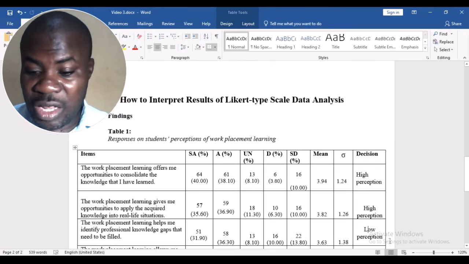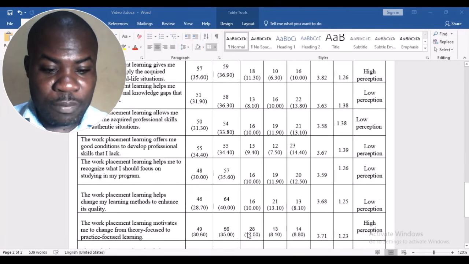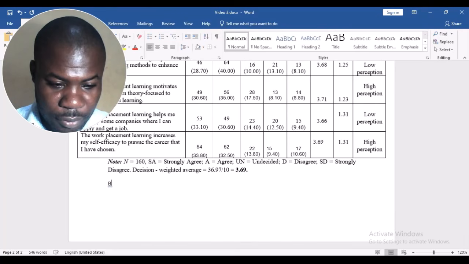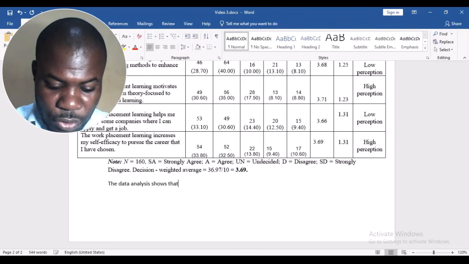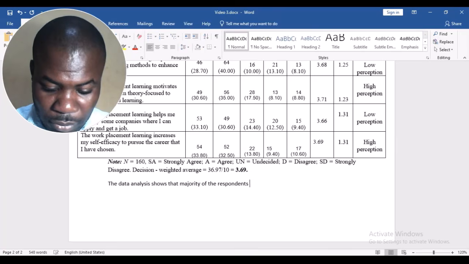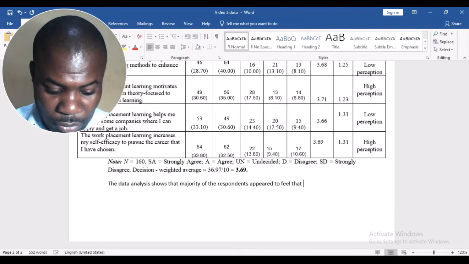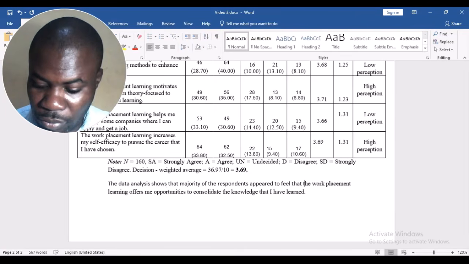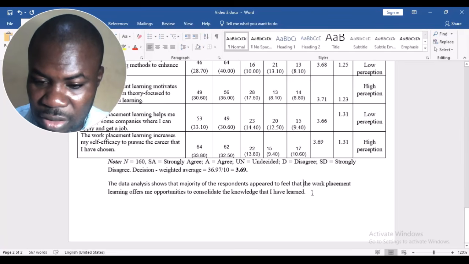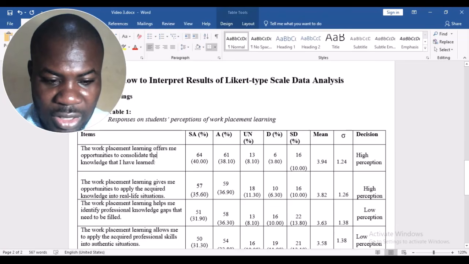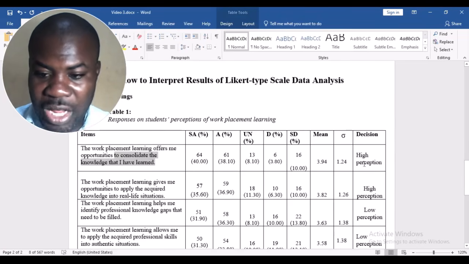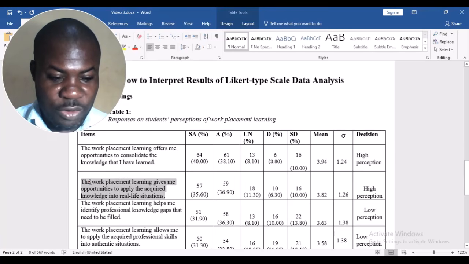So I'm going to start reporting them how they're supposed to be. The first thing I will say is that the data analysis shows that the majority of the participants, of the respondents rather, appear to feel that... So this is item number one, because it shows high perception. So I'm going to copy them and then use them to make meaning.